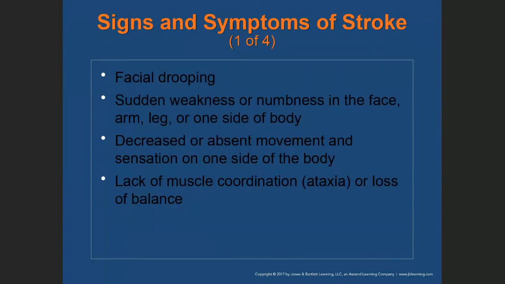Now, signs and symptoms of stroke. Facial drooping. Sudden weakness or numbness in the face, arm, leg, or on one side of the body. Decreased or absent movement and sensation on one side of the body. Lack of muscle coordination, which is ataxia. So when they try to walk, they are not walking steady, they are drifting to one side, right? They have what is called unsteady gait or issues with their balance.